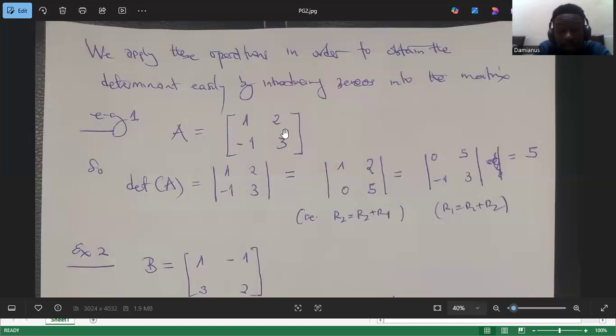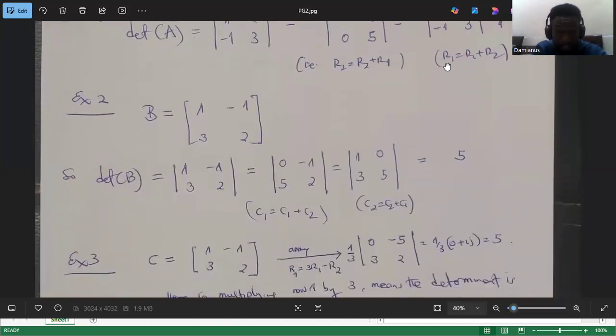We say row 1 will be row 1 plus row 2. Row 1 equals row 1 plus row 2. Then we get row 1 is 1 plus 0, which is 1, and 1 plus minus 1 is 0. And then 2 plus 3 is 5. So you have 0, 5. And then you keep row 2 as it is. The determinant of this matrix should be the determinant of the old matrix. And it is, because this is 0 minus 5, which is 5. Okay? Now, still on the same note, let's look at another matrix example here.